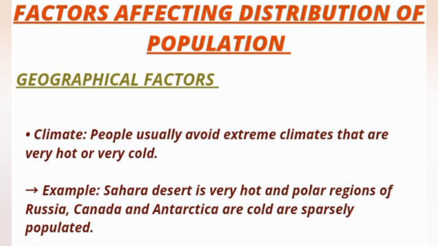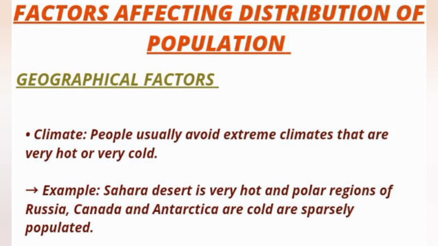Climate. People usually avoid extreme climates that are very hot or very cold. Example: the Sahara Desert is very hot, and the polar regions of Russia, Canada, and Antarctica are cold, and are sparsely populated.